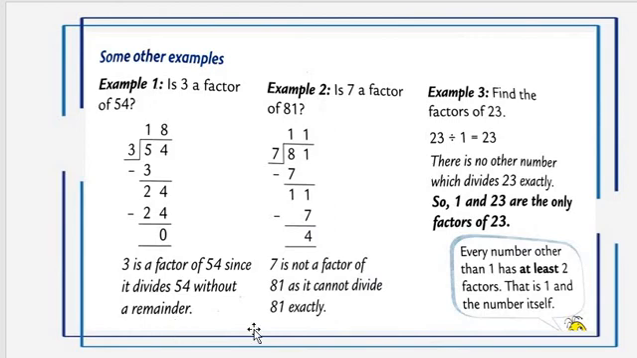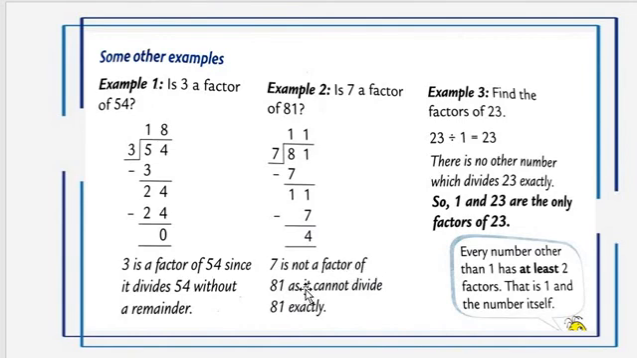Understood, my dear students? Now check the second example: is 7 a factor of 81? So let's check. In table number 7, will 8 come? No. So we take less than 8. 7 ones are 7. 8 minus 7 is equal to 1. Then after we bring down the 1 digit. 11 minus 7, so how many? 4.